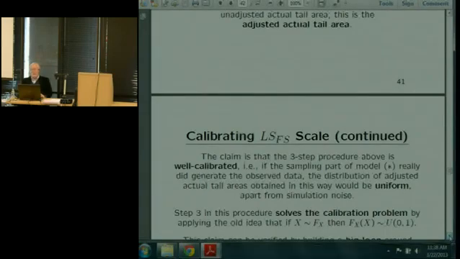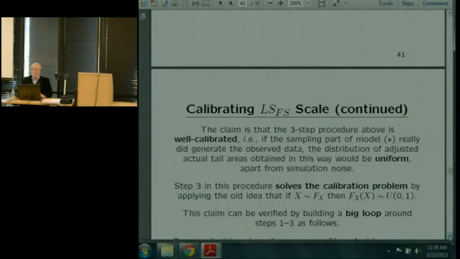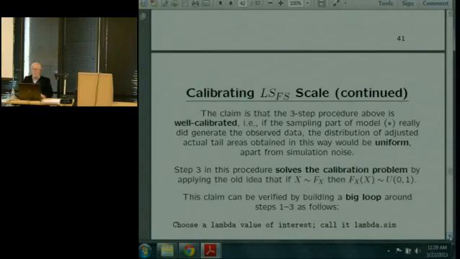And the reason that's appropriate is that for p-values to be properly calibrated, they should have a uniform distribution on the null hypothesis. And what happens is that the Gelman procedure does not have a uniform distribution on the null hypothesis. And we can create something that does have a uniform distribution by embedding the Gelman thing in the middle of another simulation loop that does this thing that corresponds to F sub x of x being uniform(0,1). So we claim that this 3-step process is well calibrated, by which I mean that if the sampling part of that model really did generate the observed data, the distribution of our adjusted actual tail areas observed in this way would be uniform apart from simulation noise. So it is a legitimate p-value now.